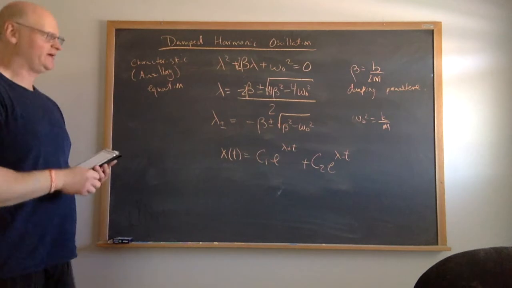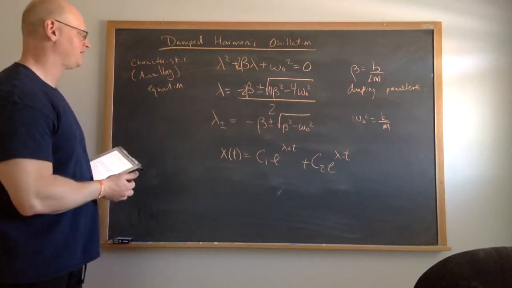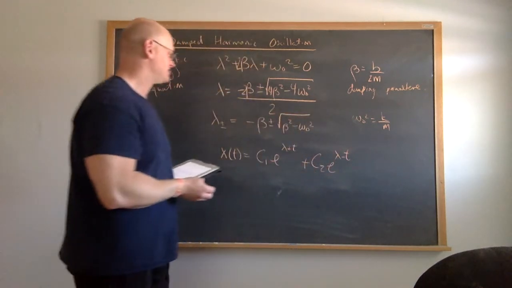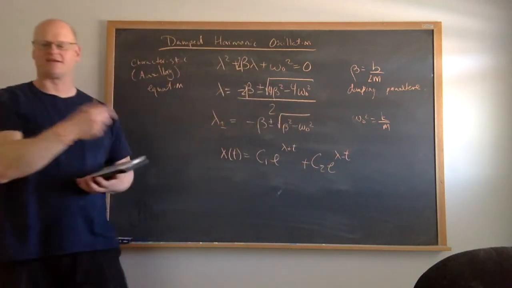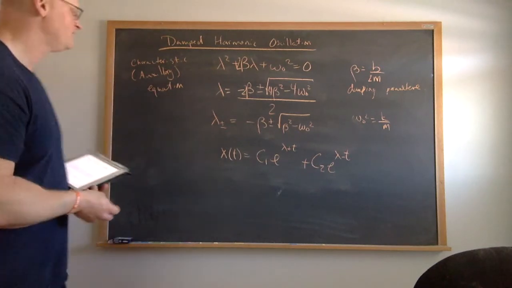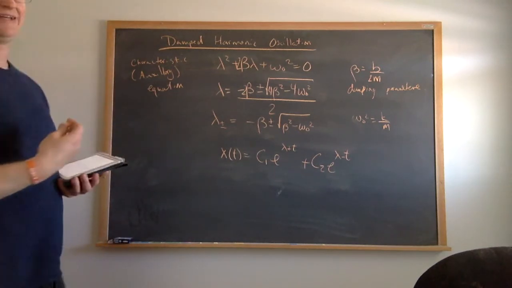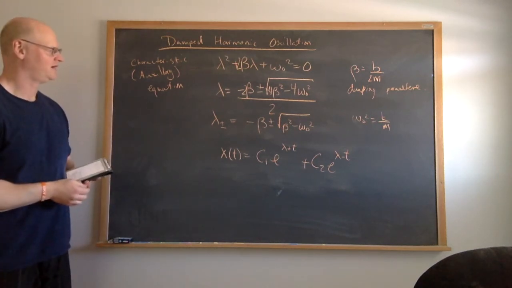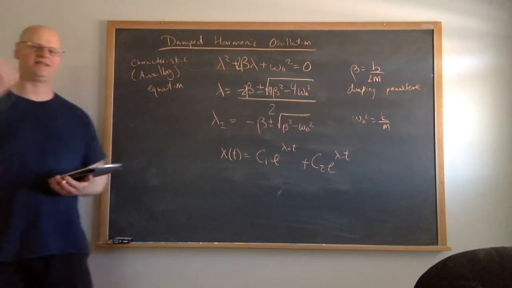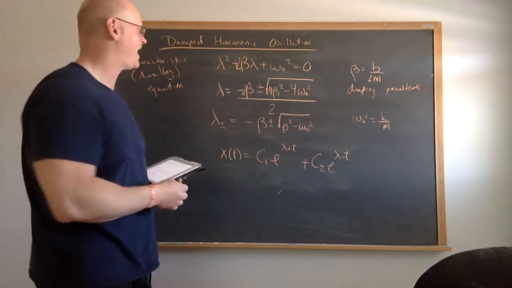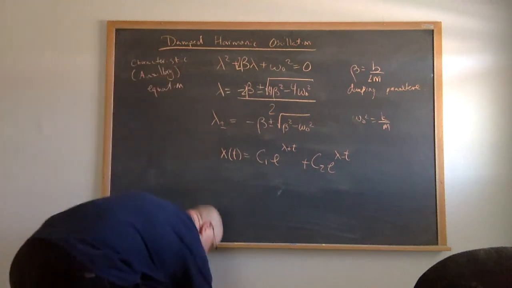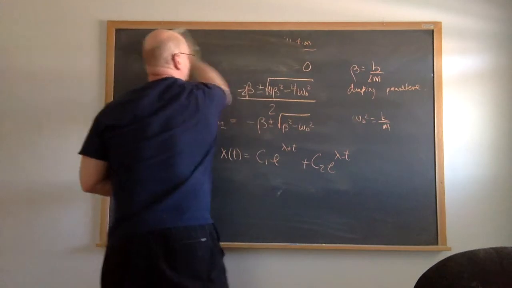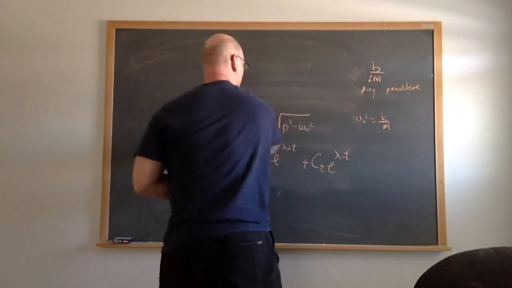Now, at this stage, we can't really determine what's going on here until we know the relative sizes of beta and omega 0, because this can have different solutions depending on the size of beta and the size of omega 0. Each one of those will lead to a different solution of this differential equation, which leads to a different physical scenario. So let's talk about those different physical scenarios. Let's put some requirements on these different parameters and see what happens to these different solutions.